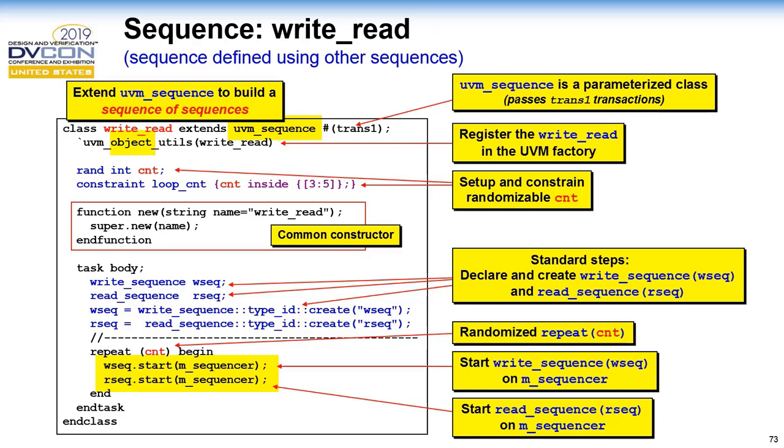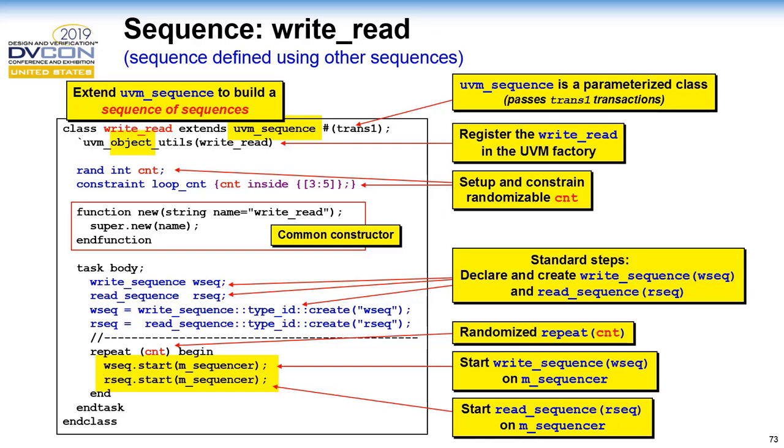When you start a sequence on a sequencer, every single sequence has inherited from UVM sequence an m_sequencer handle. That handle gets set, so every sequence has a handle that says, that's the sequencer that I'm running on. And since we're going to run sequences of sequences, we want to start those sequences on the same sequencer that this sequence is running on.